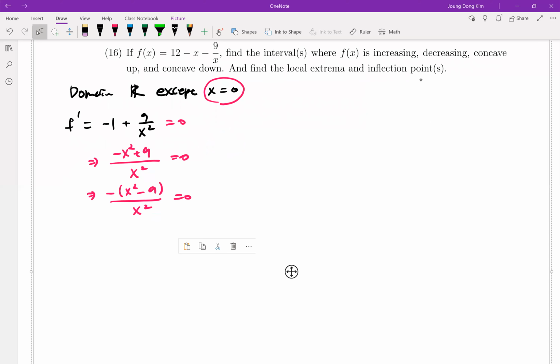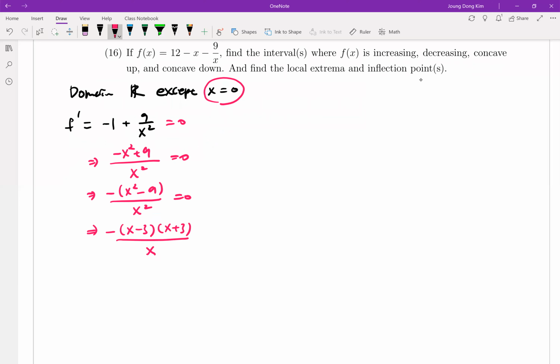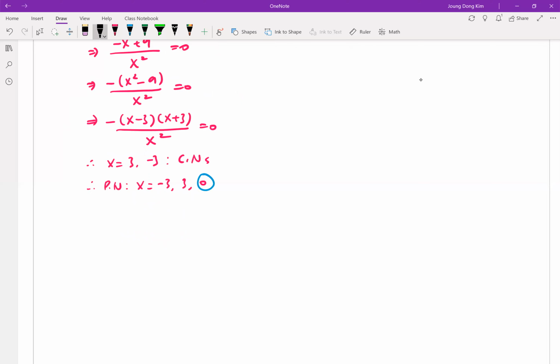So negative x minus 3, x plus 3 over x squared. Then we have two critical numbers, x equal to 3 and negative 3. These are critical numbers, but keep that in mind. We also need the partition numbers, which are x equal to negative 3 and 3, and also 0. But keep that in mind, this is an undefined point, okay? So with all these 3 points, we have to draw the sign chart, okay?